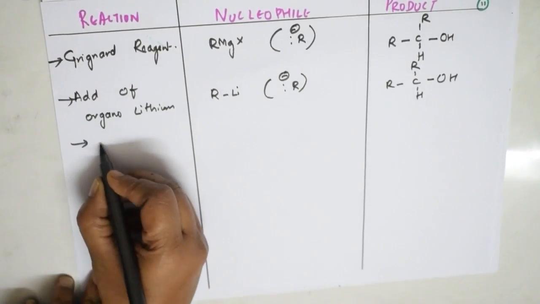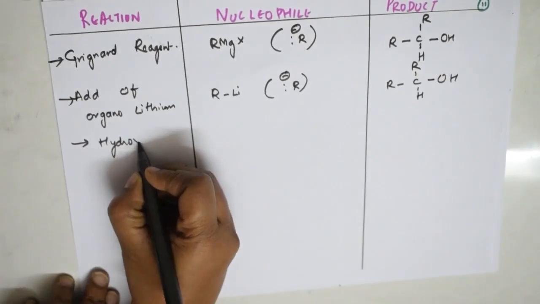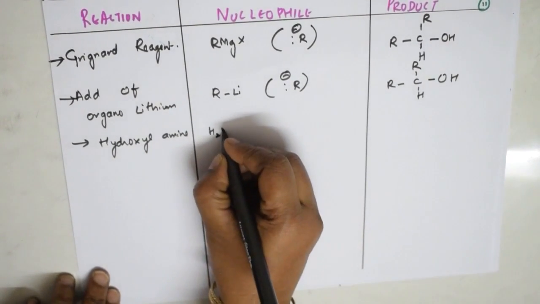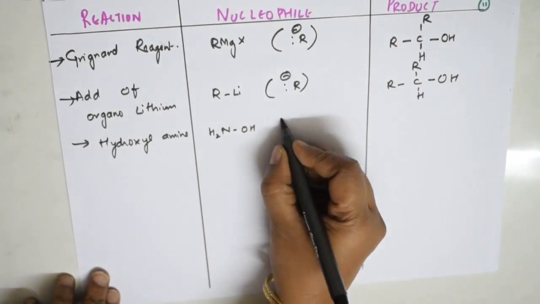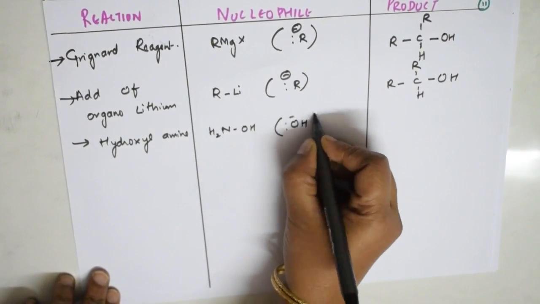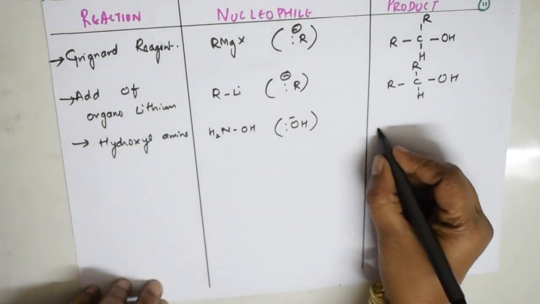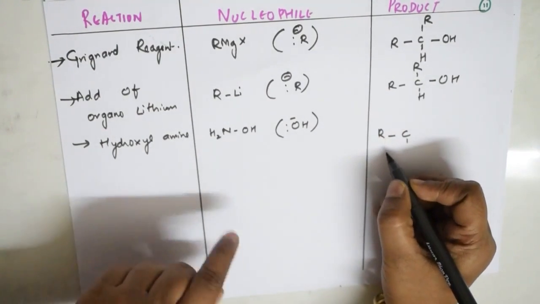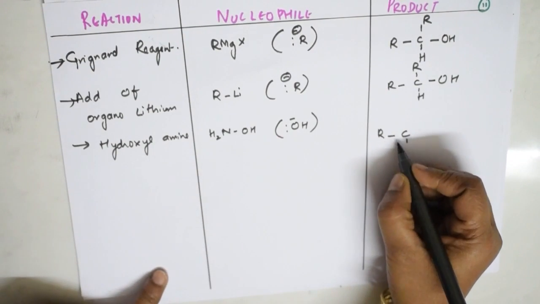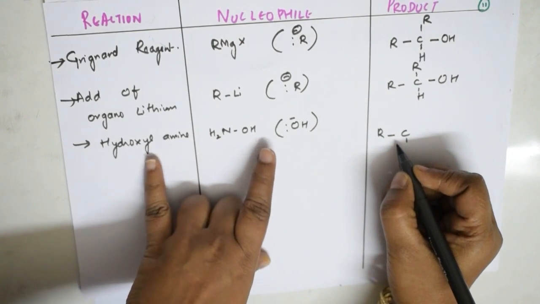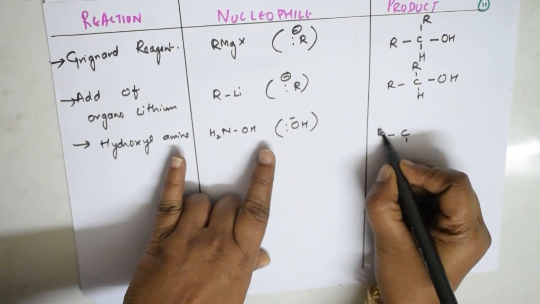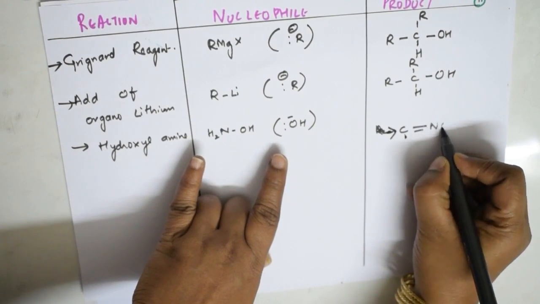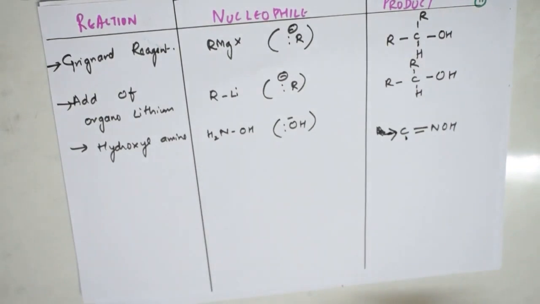Now next, let us add hydroxylamine. The next type of addition is hydroxylamine. What is the formula? NH2OH. Here, what is a nucleophile? OH is a nucleophile, correct? What product do I get? R, C. Okay, let me write here, no problem. Here C is there, the aldehyde group. To that, let me write the carbonyl group first. Carbonyl group is 1 and NOH, oxime we get.